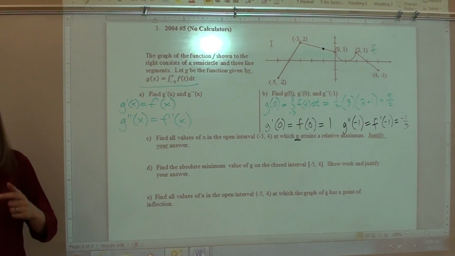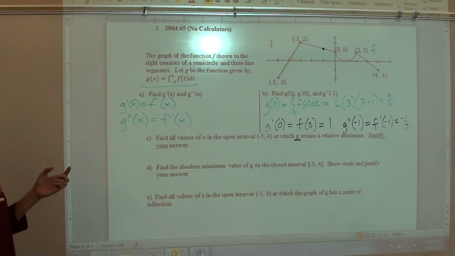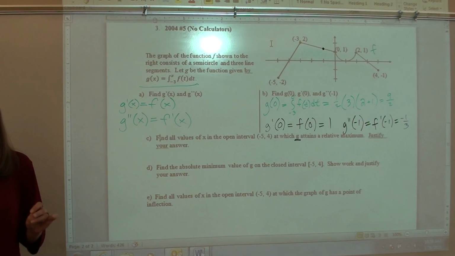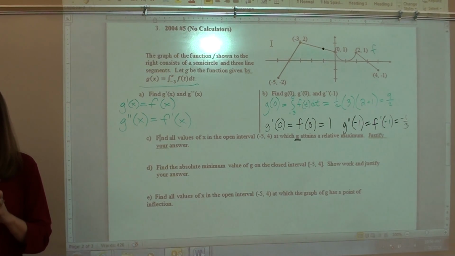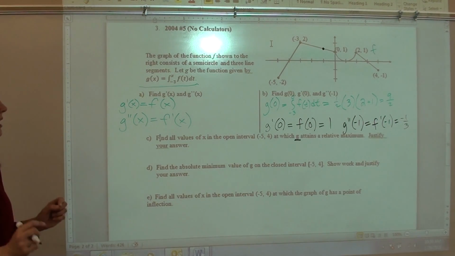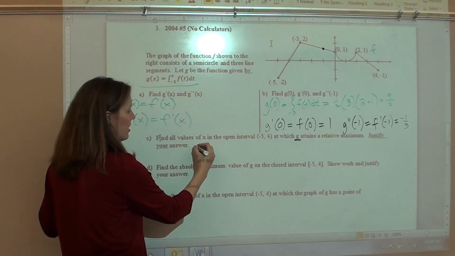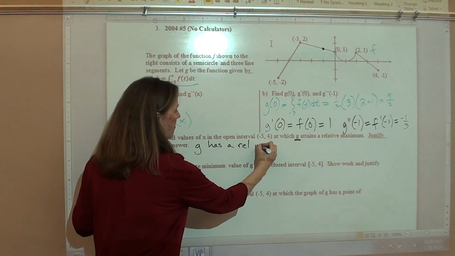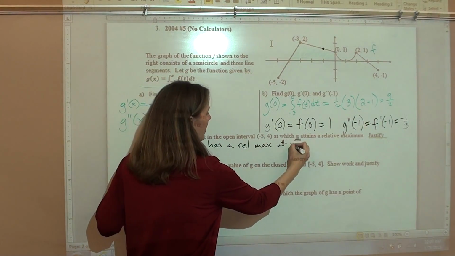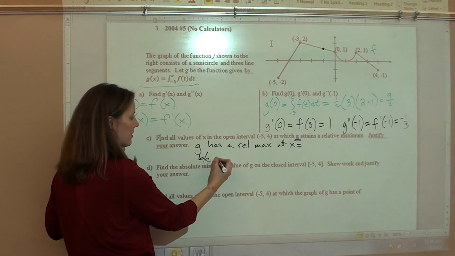I personally don't make sign lines for these problems because the problem with sign lines is if they're not labeled really clearly, people get confused between the G's and the F's and the G primes and the G double primes and the F primes and the F double primes. So what I do is I write my answer with a blank. I say, all right, G has a rel max at x equals, and I just leave some space.